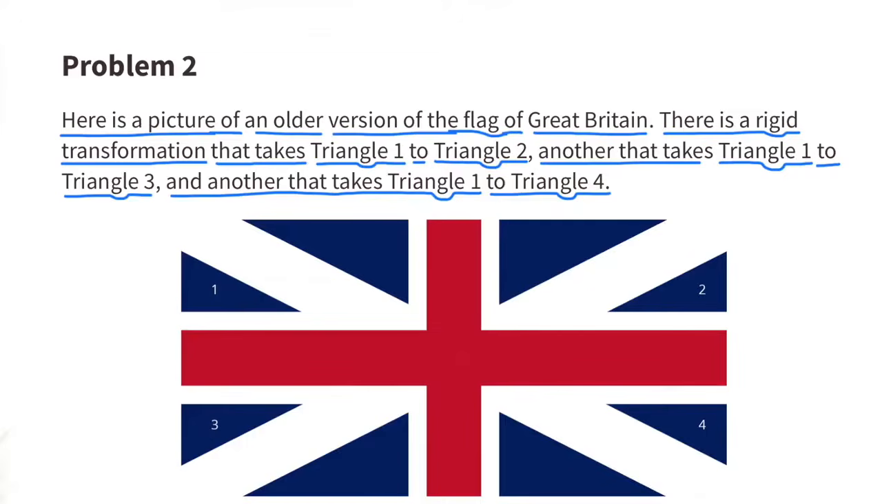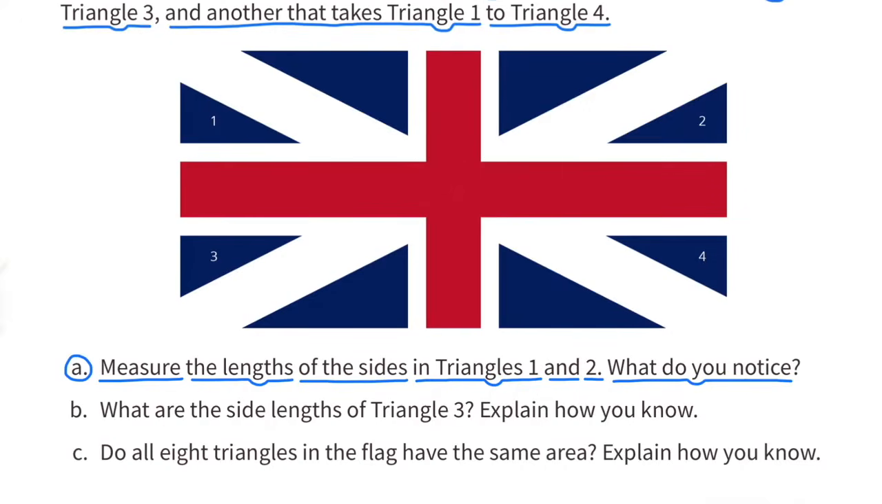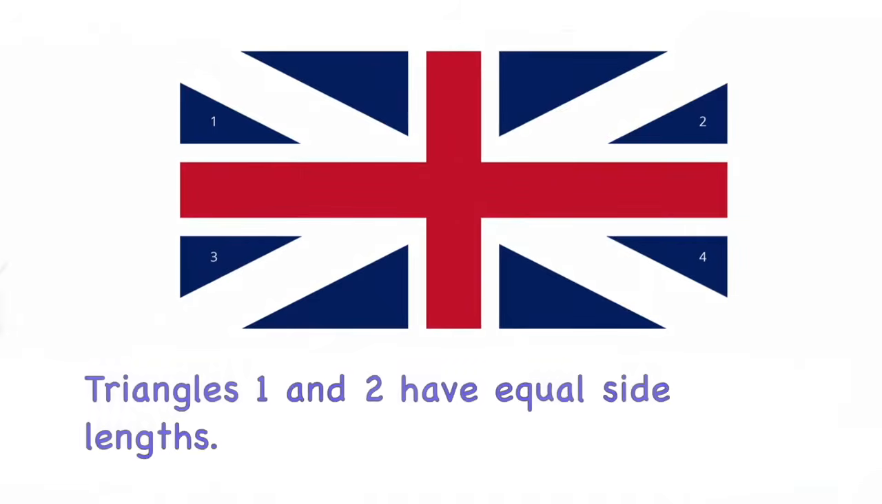Number 2. Here is a picture of an older version of the flag of Great Britain. There is a rigid transformation that takes triangle 1 to triangle 2, another that takes triangle 1 to triangle 3, and another that takes triangle 1 to triangle 4. A. Measure the lengths of the sides in triangle 1 and 2. What do you notice? Triangles 1 and 2 have equal side lengths.